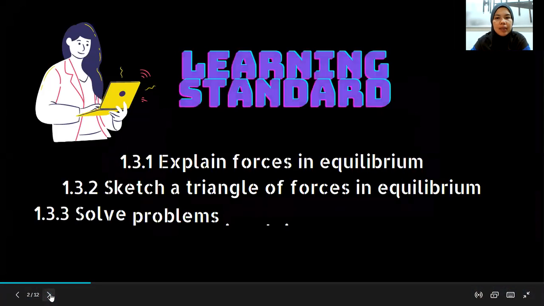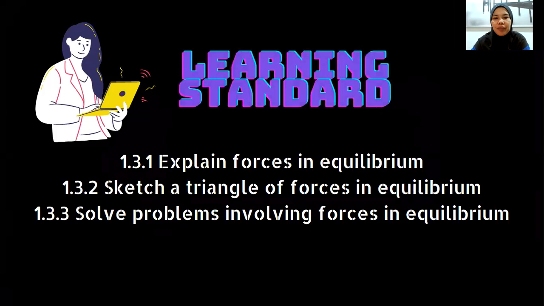Okay, our first slide, the learning standard. We're going to accomplish 1.3.1: explain force in equilibrium, sketch a triangle of force in equilibrium, and solve problems involving force in equilibrium. In the previous lesson, we already did our PBL, problem-based learning. I already asked you to complete 7 questions, depending on your group. You already know how to solve the problem.